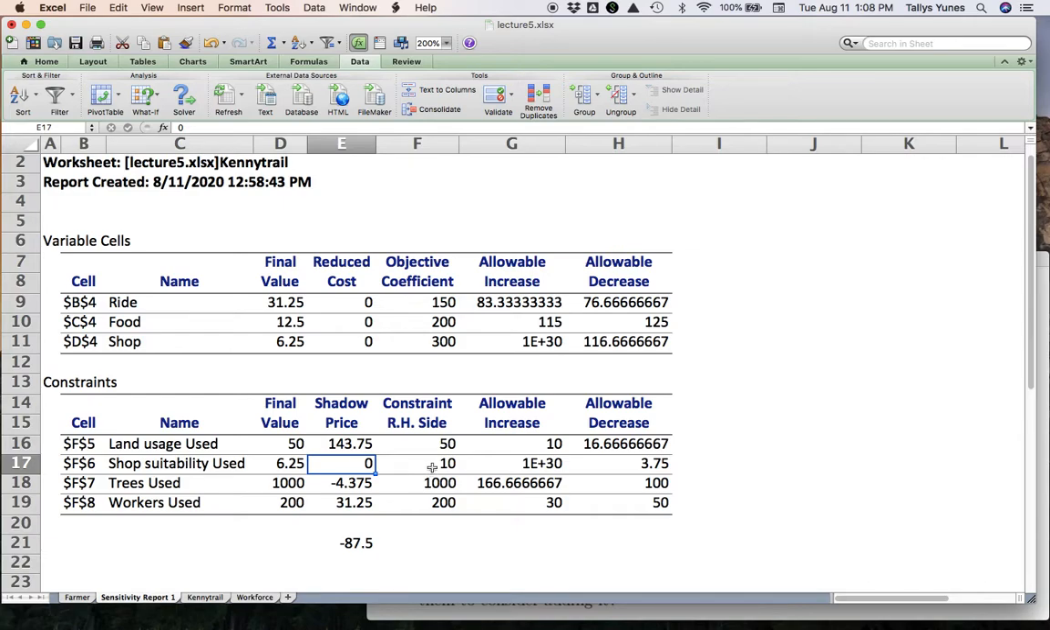Well, another intuitive explanation for this is the following. Well, I have 10 acres to use. I'm currently not even using the 10 I have. Why would I want more of it? Okay, that's why this is a 0. So we turn to this company and say, no, thank you. I don't need more of my acres to become suitable for shops. There's no benefit there.